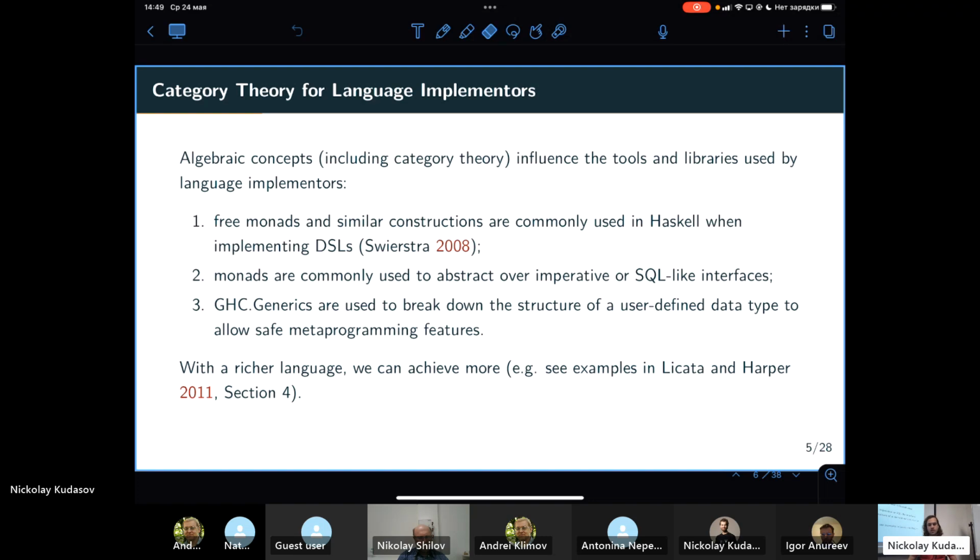And there are some interesting motivating examples in Licata and Harper's work on two-dimensional type theory, which I will not get into, but this is just a reference for those of you interested. Right. I hope there are no questions so far, in the sense that this is just me trying to convince you that category theory matters not only for mathematicians, but also for programmers or software engineers, at least in some specific domains.